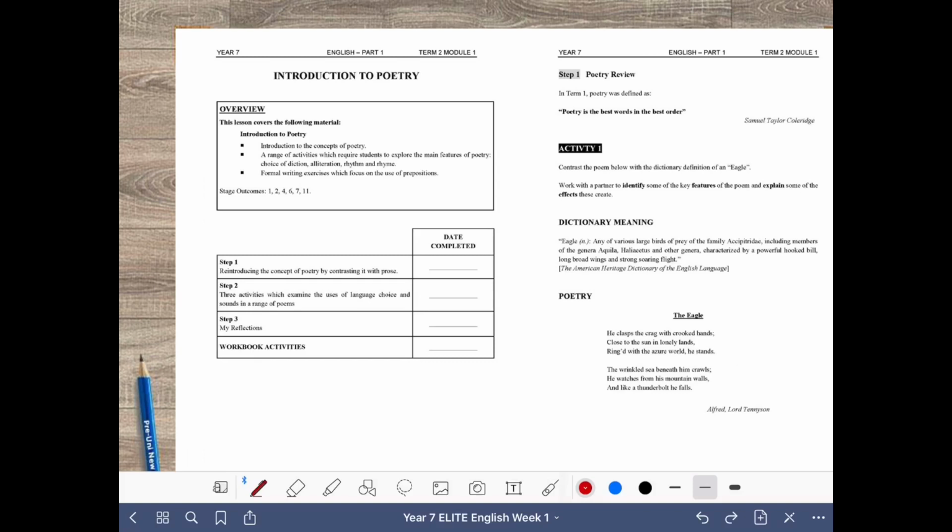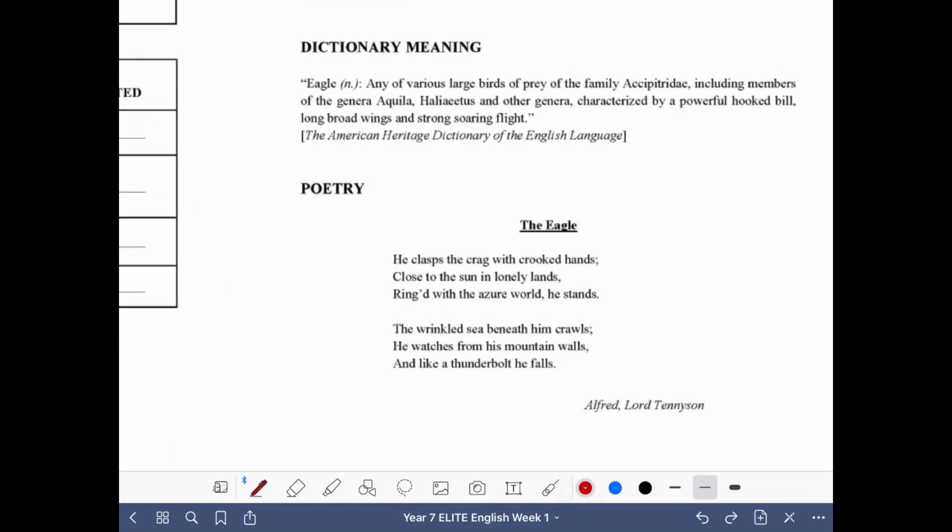We're going to start with a little excerpt from a poem by Alfred Lord Tennyson, who's a very famous poet in the 19th century. So if we have a look at this lovely poem, it's called The Eagle. So I'm just going to read it for you first. Actually, first of all, we're going to read a dictionary definition of eagle.